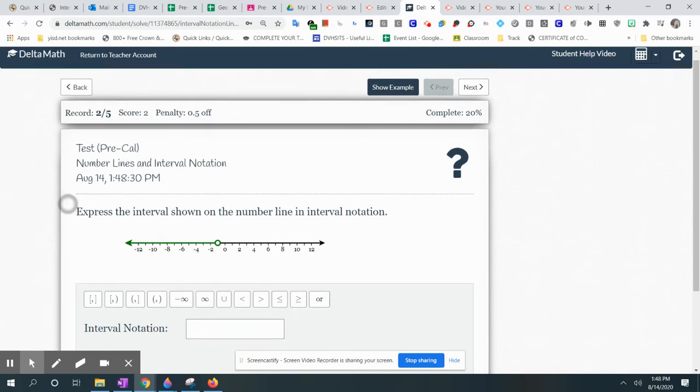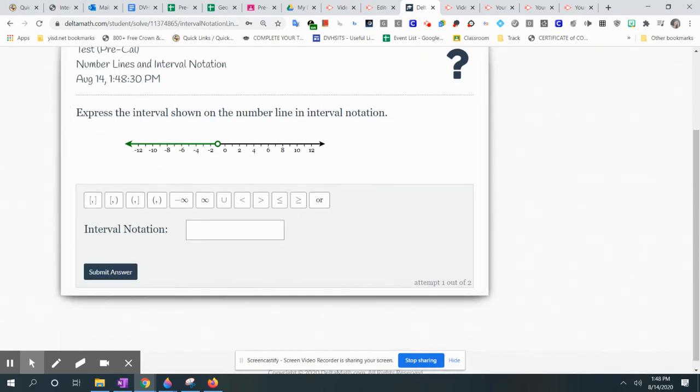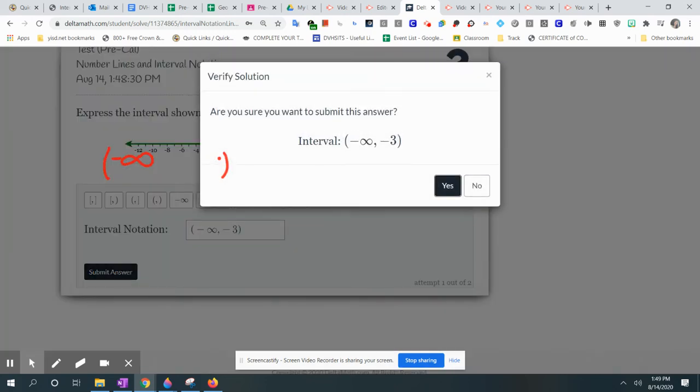So here it says express the interval shown on the number line in interval notation. If we're doing interval notation, that means with the brackets or the parentheses. So if we see on here, this is -infinity, that means I'm going to have to use a parentheses here. And this is an open circle, so that means I'm going to have to use another parentheses. So when I pick this, I'm going to pick this one right here. Then I'm going to pick -infinity, and then this number here is -3. So I have to type that in, and then you submit your answer.